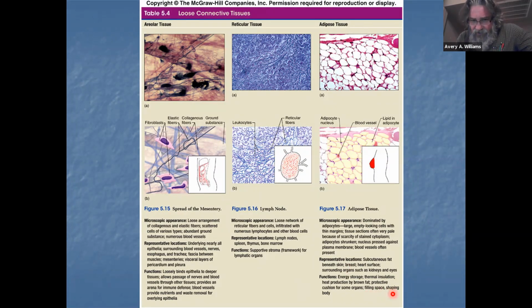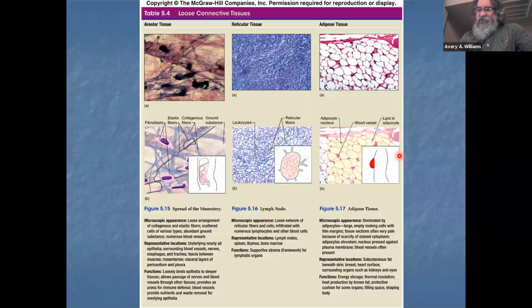And then it says shaping the body. That's the last thing they give. And then this image. Your author, I need to talk with this guy. What is he thinking? I guess it shows you this.